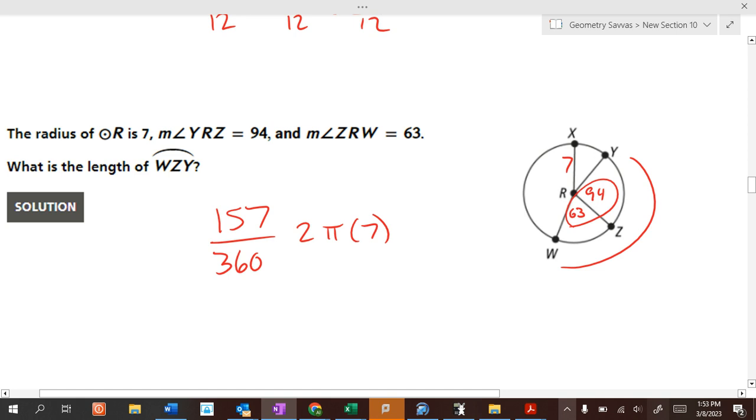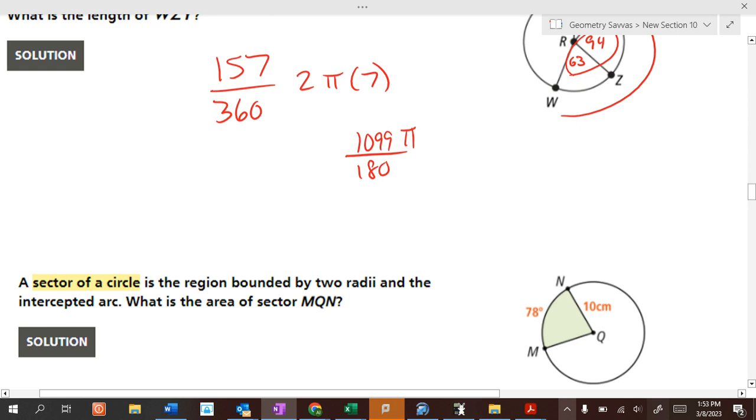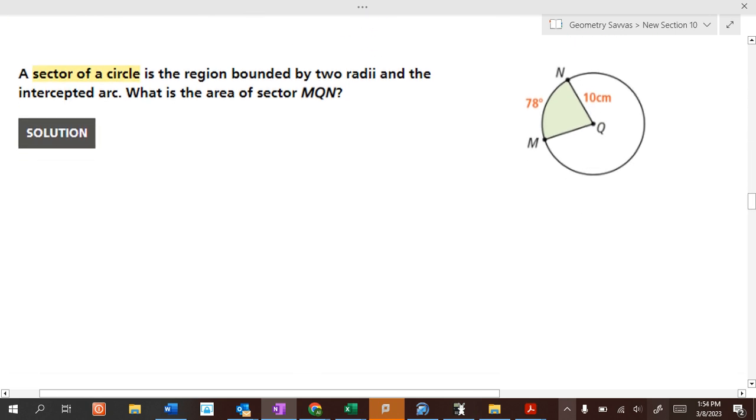We want our answers in terms of pi most of the time with the computer. So you take 157 A B over C, 360, times 2 times 7. And then if that's bigger, which it is, if it gives you a mixed number, then you push second A B over C. What's our final answer? 1099, and throw the pi on in the end. 1099 pi over 180.